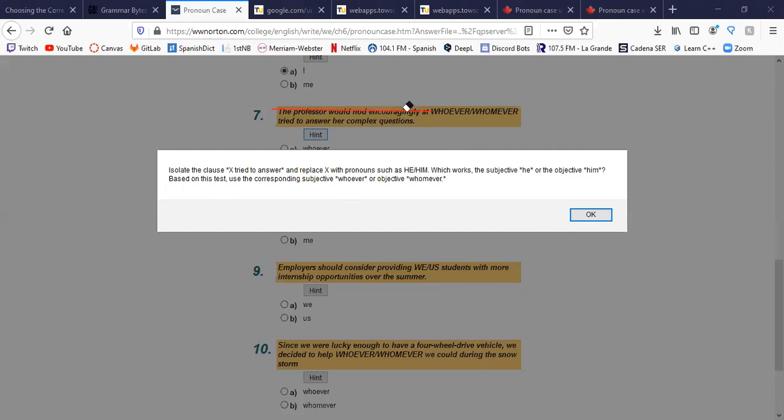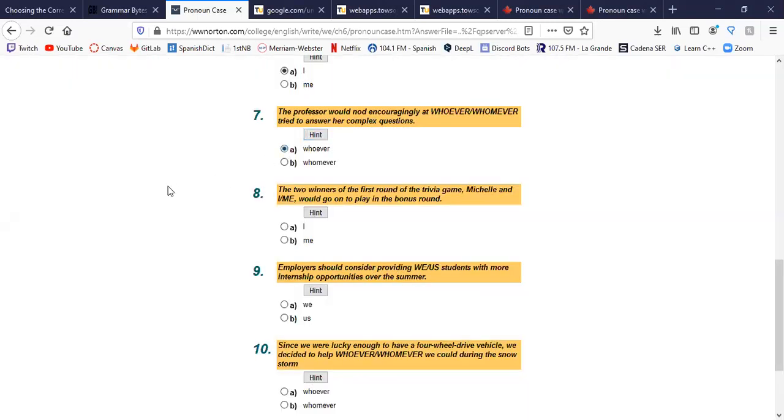Okay, so the correct answer is whoever. Because remember what I told you? If you isolate the clause, whoever tried to answer complex questions, it needs a subject and a verb. The verb is tried, but the subject would have to be whoever and not whomever, because whomever can't be the subject of a clause. So thus, whoever is the only answer that makes sense. So the professor would nod encouragingly at whoever tried to answer her complex questions.